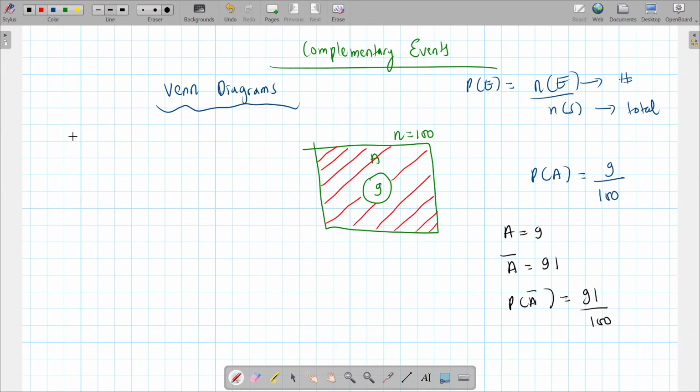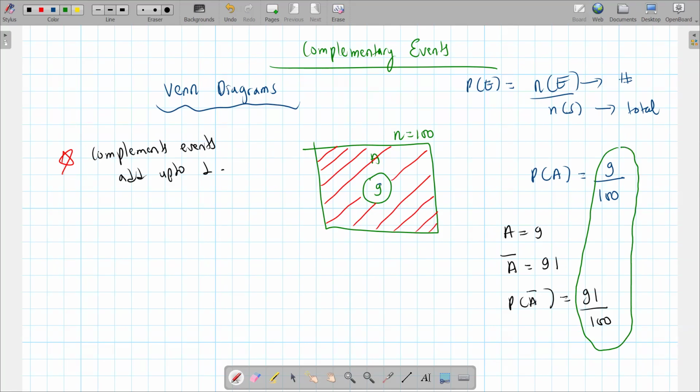But the most important part here is this. Complement events always add up to 1. So here, if you were to add 9 over 100 plus 91 over 100, A and A bar, their probabilities would add up to exactly 1. Cannot be 0.99 or 101. Has to be exactly 1.